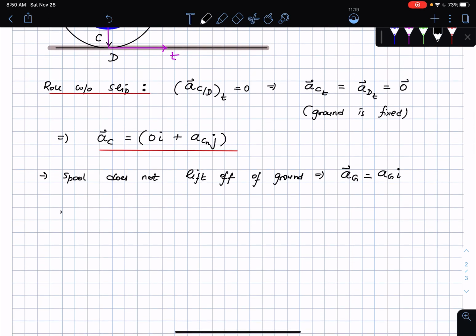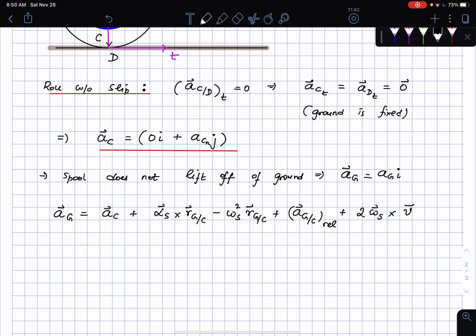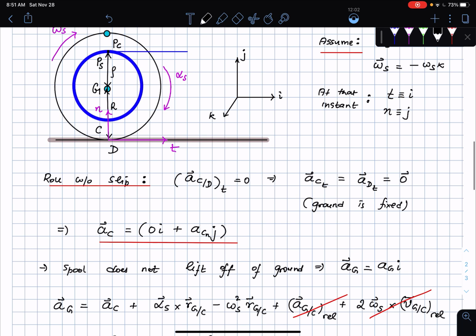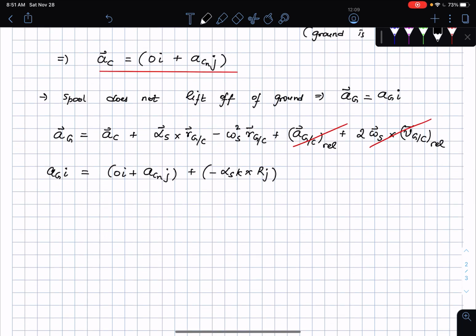Then I can make use of the fact that the acceleration of G is the acceleration of C, plus alpha of the spool crossed with r G/C, minus omega squared of the spool times r G/C. Then these relative terms, v G/C relative, do not make an appearance in this problem, so they can be discarded. This is all gone. If I do the substitutions, this is aG in the I direction, this is 0 I, and something in the j direction. Then this is minus alpha of the spool k. The position vector from C to G, sitting at the point C, looking at the point G, is R in the j direction. So this is R j, and minus omega squared of the spool times R j.